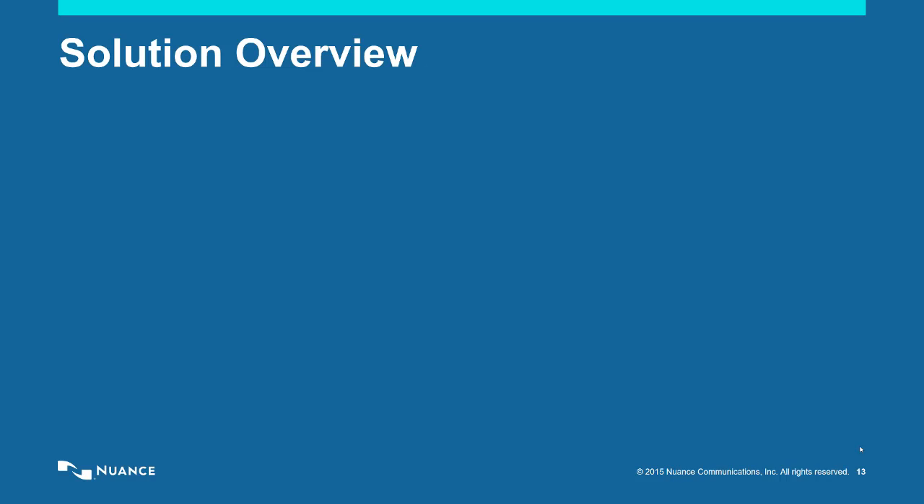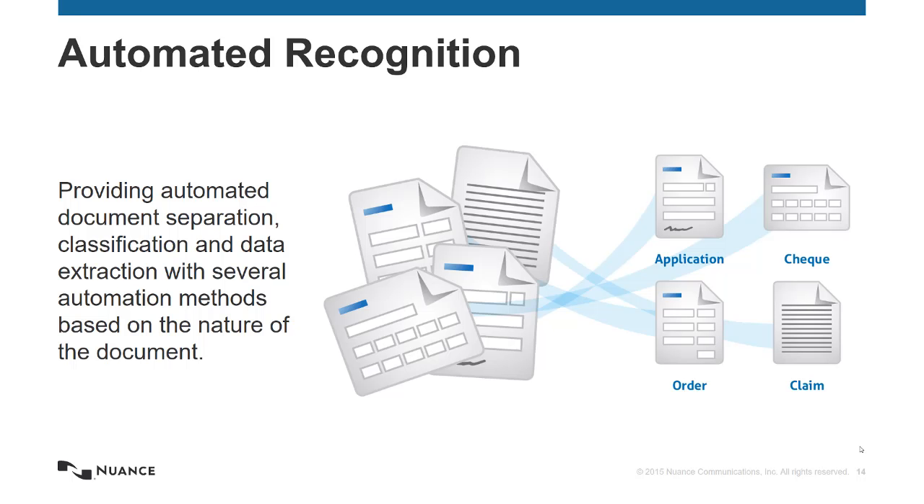Let's look now at a solution overview of what we actually get when we use AutoStore and the OpenForms 360 add-in. The OpenForms 360 add-in provides the ability for automated recognition of documents, providing automated document separation, classification and data extraction based on the nature of the document.